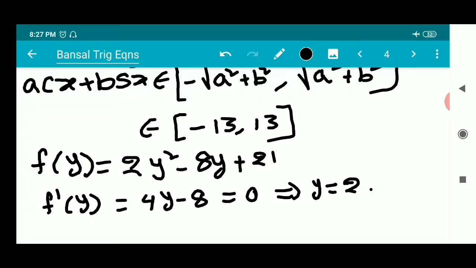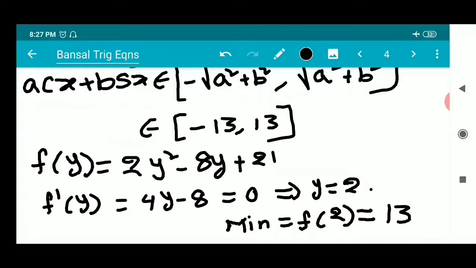As the y square coefficient is positive, it will have a minimum value. So the minimum is what? f of 2. What is f of 2? 2 square is 4, into 2 is 8, 8 minus 16 is minus 8, plus 21. So the minimum value is equal to 13. So the quadratic's minimum value is 13, and the a cos x plus b sin x maximum value is 13. So a solution is possible only at 13.